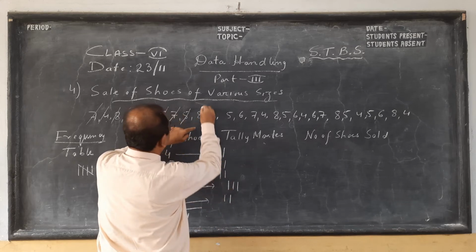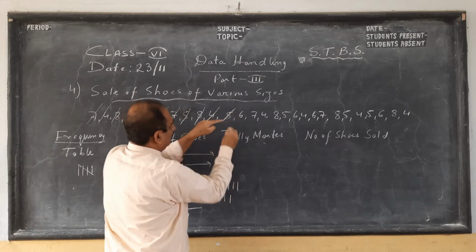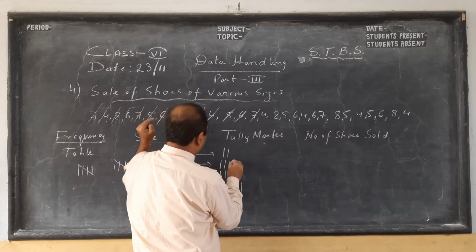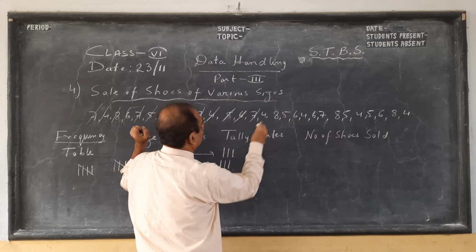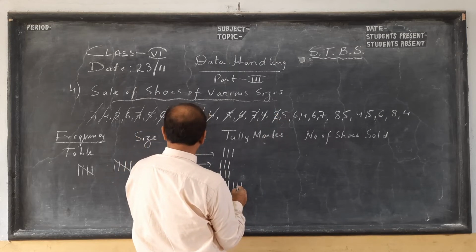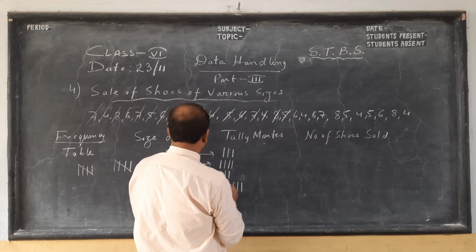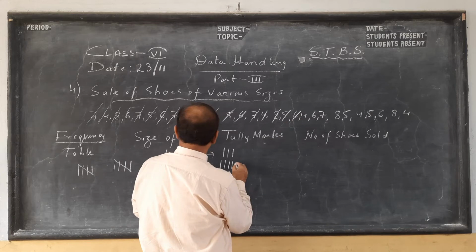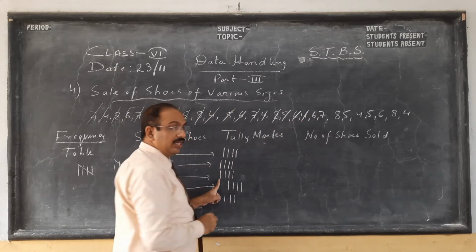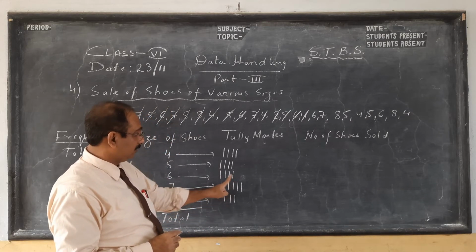8, 4, 5, 6, 7, 4, 8, 5, 6, 4. Now 4. 6. Now when you come to 6, children, already we have drawn 4 lines.